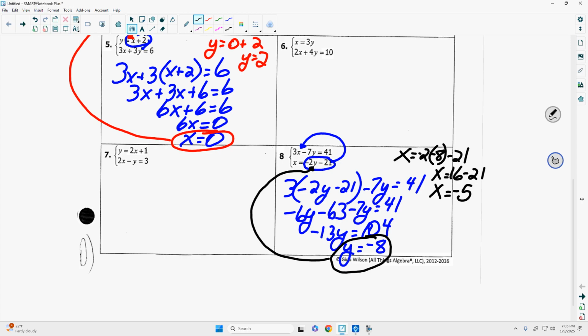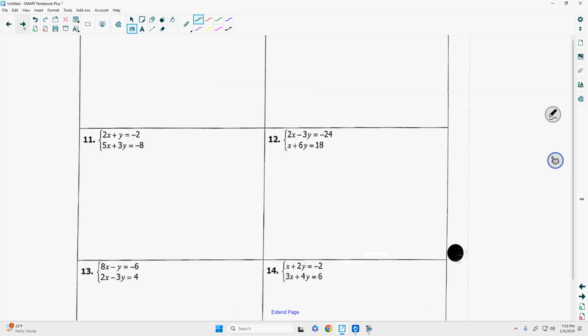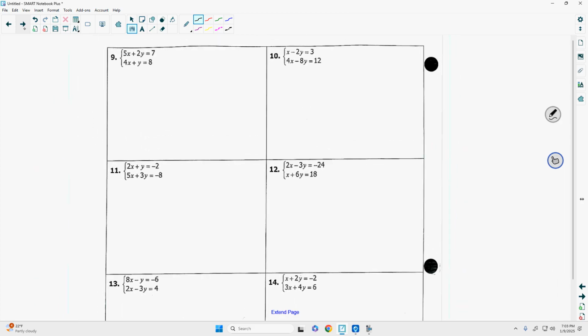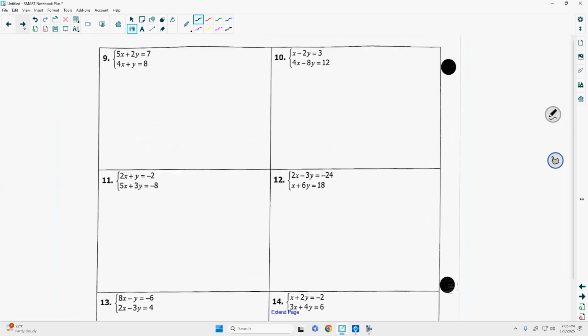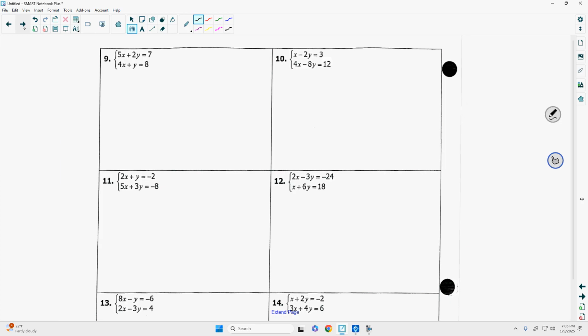I even lost the calligraphy pen, by the way. I don't even know where that's at. Oh, there it is. Yay.